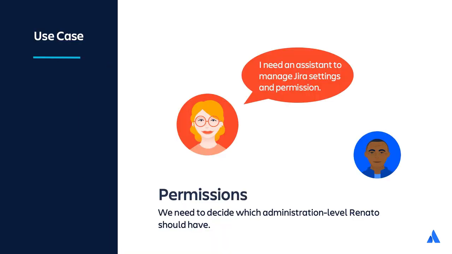We'll look at a typical permissions use case. Mirabelle is the organization administrator. She wants to have Renato assist her in managing Jira, specifically in managing Jira settings and permissions. She needs to decide which administration-level permissions to grant to Renato.